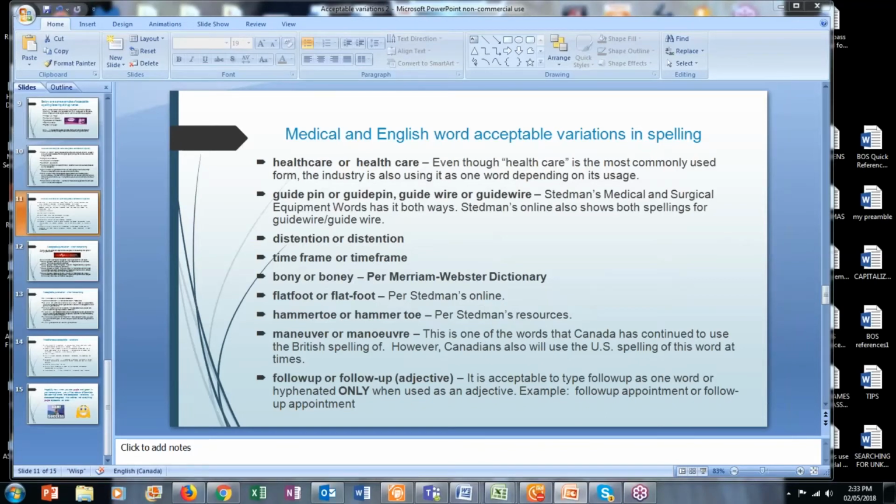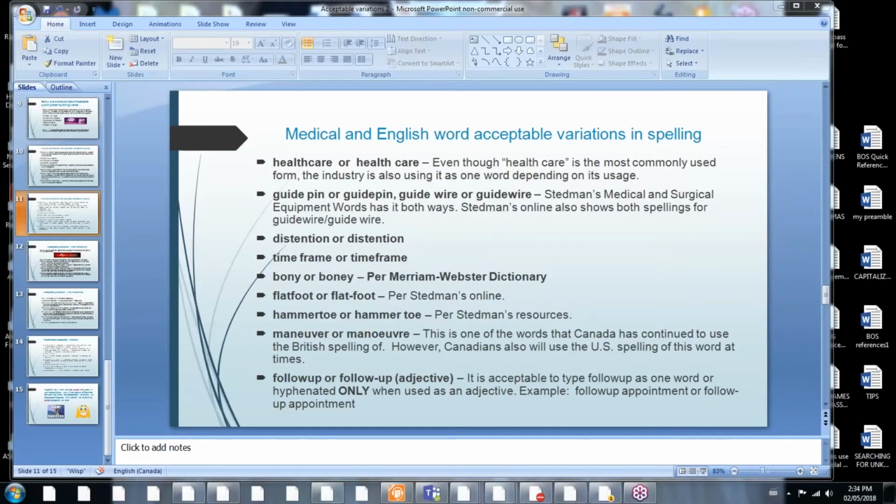Distension with a T versus distension with an S. Lisa, both of those have T's. Can you fix one for me? Both of those are acceptable. Time frame versus time frame, one word or two. Again, both are acceptable. The bony with the EY.